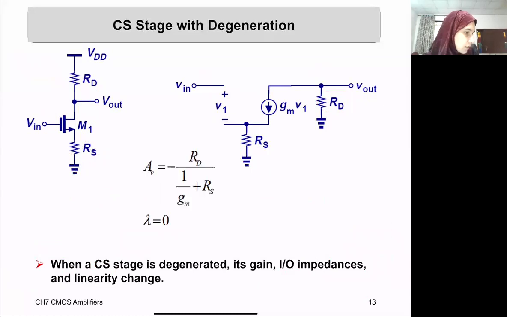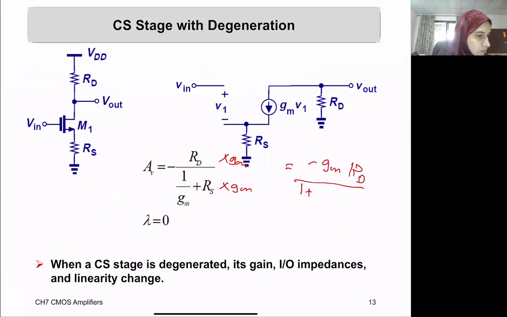Yes, this is the same. This is the way that they write the gain, but if you multiply up with Gm and down also with Gm, you will still get minus Gm Rd over 1 plus Gm times Rs. So this is the same thing.